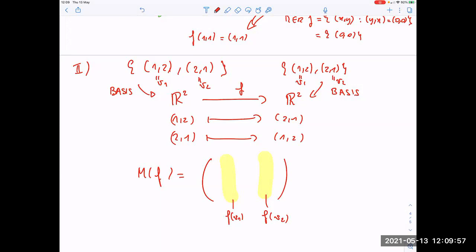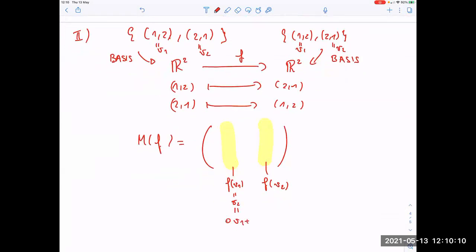Okay, Tiarmush is writing the matrix, because the first column is what? F of V1 is V2, which means 0 V1 plus 1 times V2. And so you remember, you have to use these two numbers to make the first column: 0, 1. And since F of V2 is V1, so 1 V1 plus 0 V2, the second column is 1, 0. So we obtain this matrix.